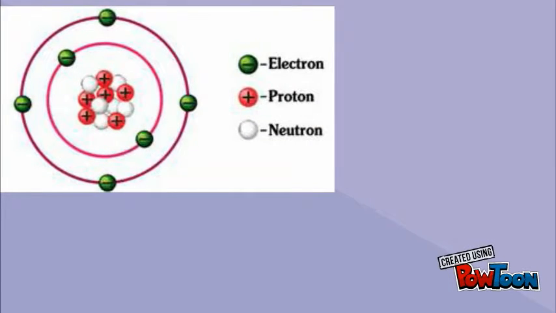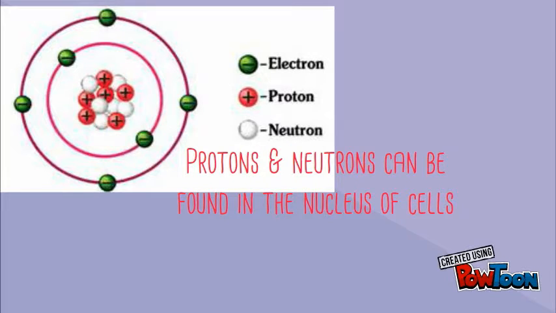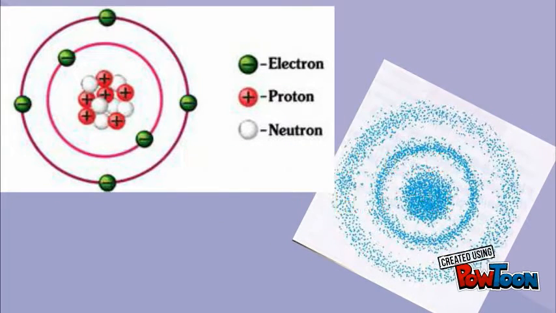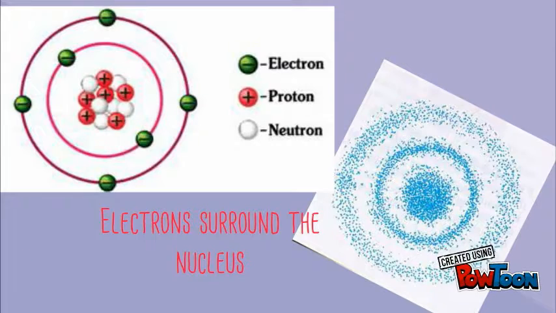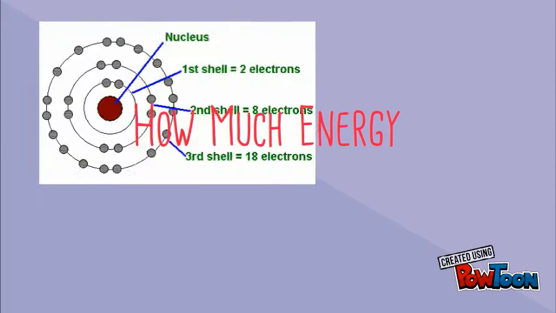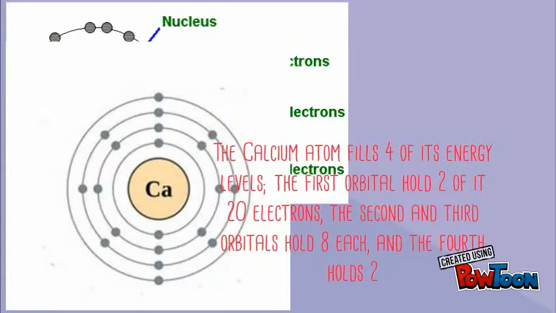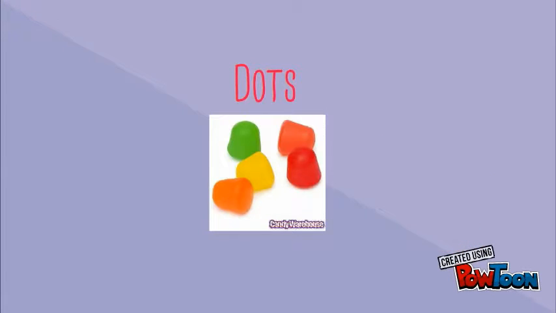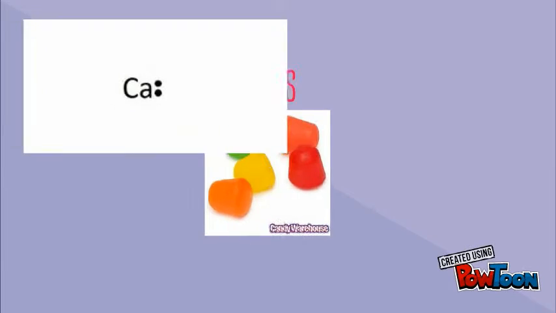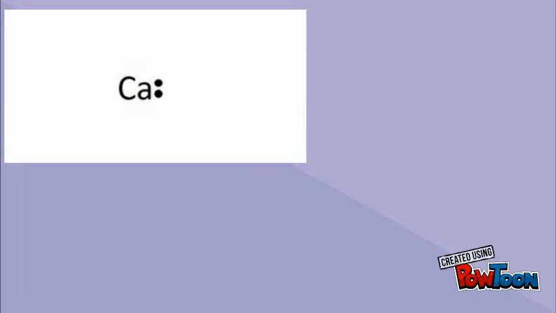Protons and neutrons are found in the nucleus at the center of the cell. Electrons surround the nucleus, forming the electron cloud. The calcium atom fills 4 of its energy levels, with its 4th holding its 2 valence electrons. Because calcium has 2 valence electrons, its Lewis dot structure looks like this.